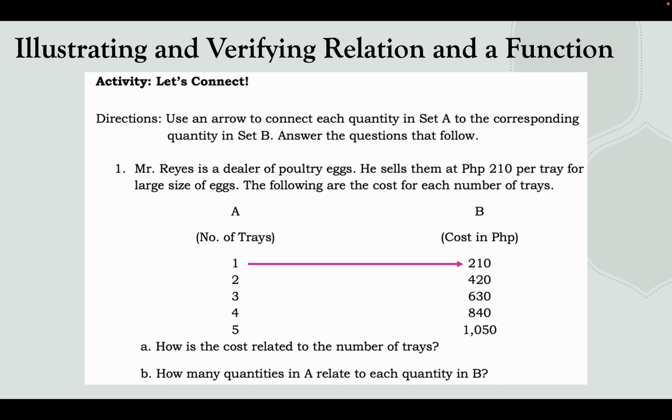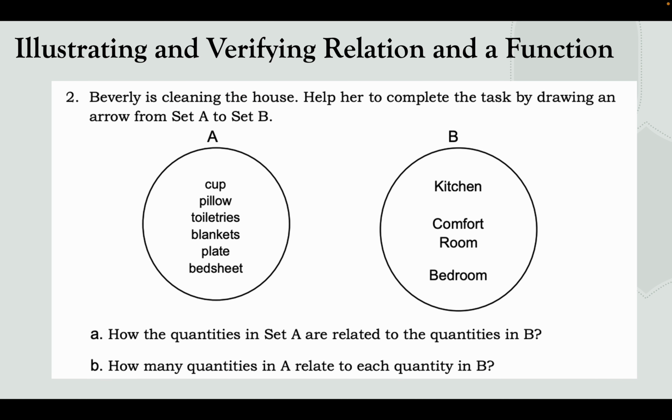If we buy 2 trays, the cost will be 210 times 2, so that means we have 420. 3 trays is 630 pesos, 4 trays is 840 pesos, and for 5 trays, the cost will be 1,050 pesos.